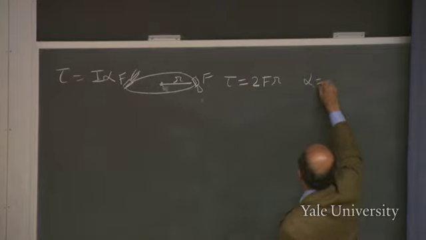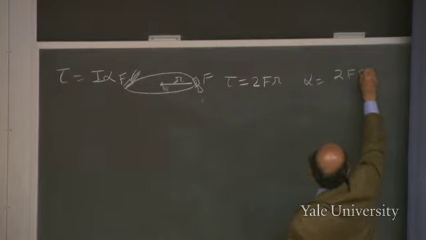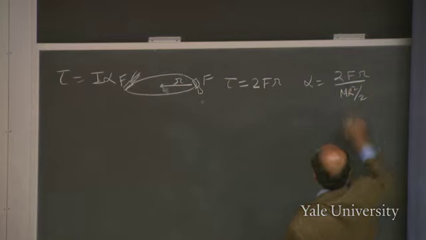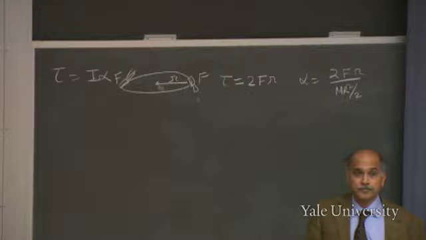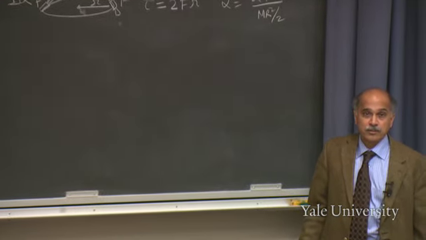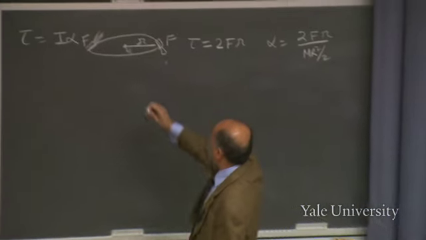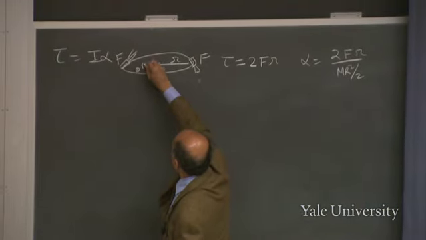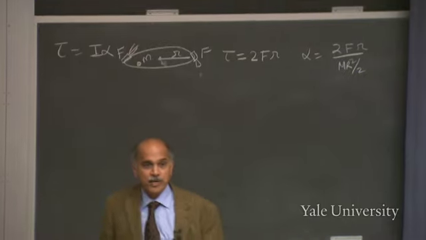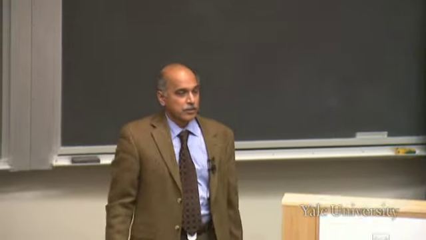What's the angular acceleration of this disk? It is 2FR divided by the moment of inertia, which in this case is MR squared over 2 if it's a disk. What if I put some passengers on this? Suppose I put one lone passenger here of some mass. Let me call it little f. Then what happens? Would you like to guess?